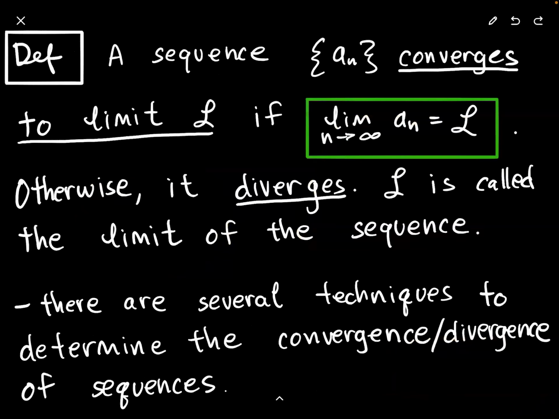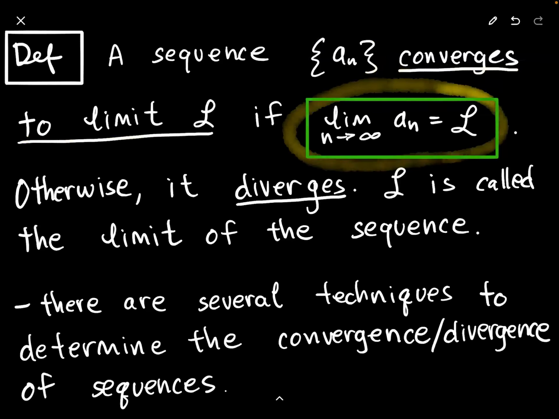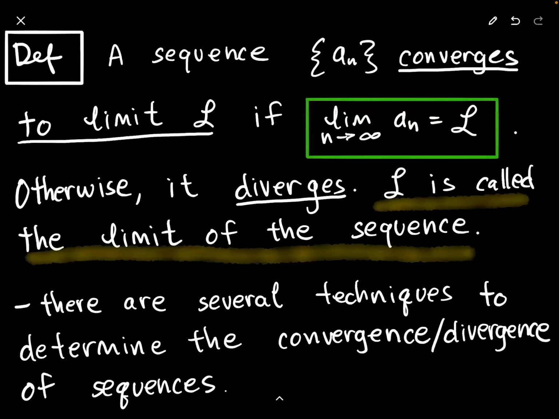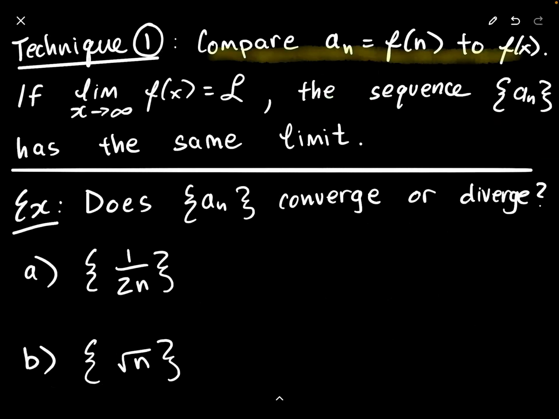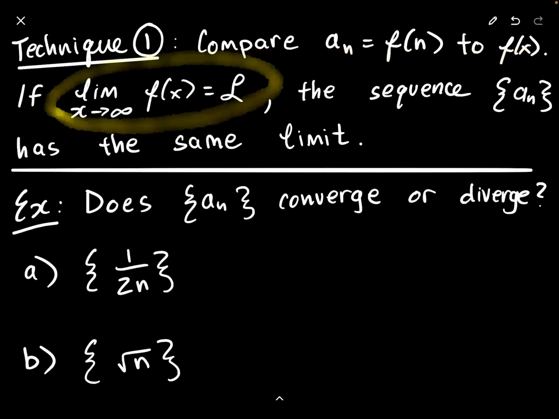In the next definition, we'll say that an infinite sequence converges to a limit if the limit as n becomes large of the nth term is equal to L. So if the limit is a real number, it converges. Otherwise, it diverges. And the value L will be called the limit of the sequence. There are a few ways to determine the convergence or divergence of sequences. The first way is just to compare f of n to a continuous function f of x. So if f of x has limit L, then the sequence f of n will have the same limit.